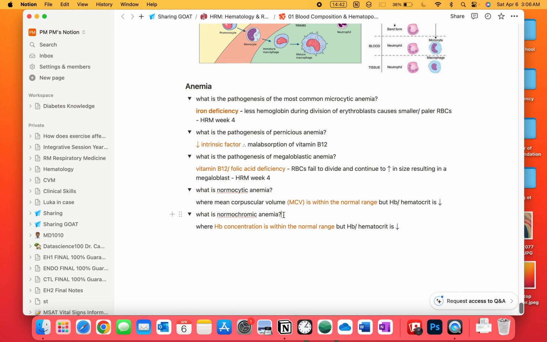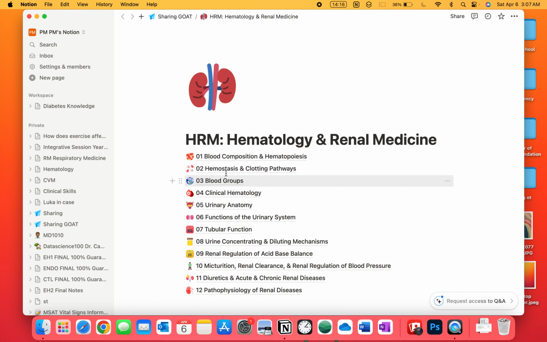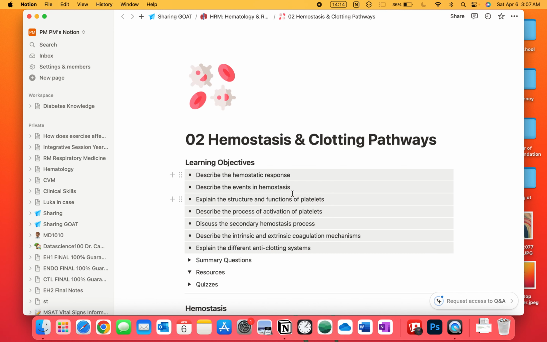So normochromic anemia. What is normal? The hemoglobin concentration is normal. However, you're going to have fewer red blood cells. Why is this the case? Maybe you have a problem with the production of red blood cells, maybe you have too much destruction of red blood cells, or maybe you just don't have enough release. Many different mechanisms play there, which we'll connect in week 4, I believe.